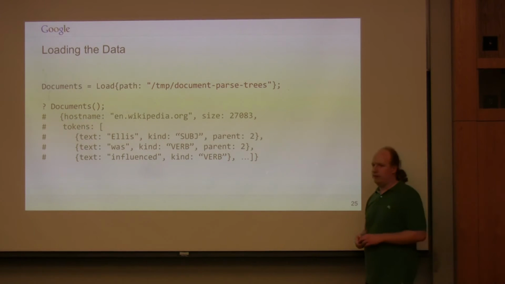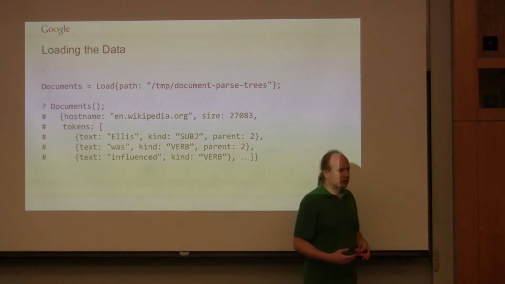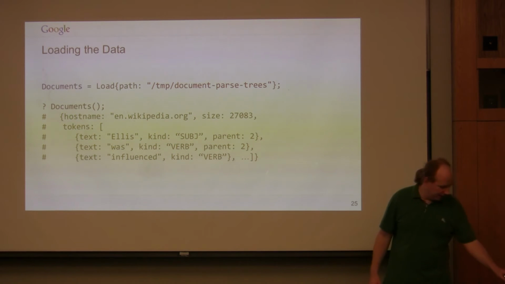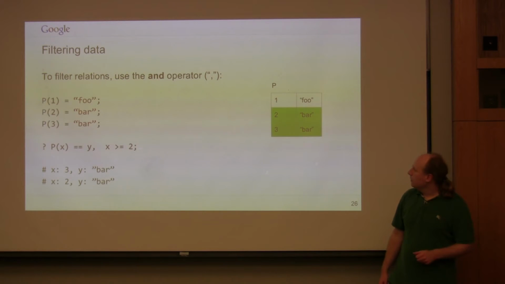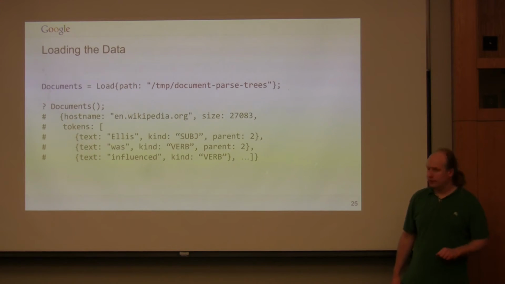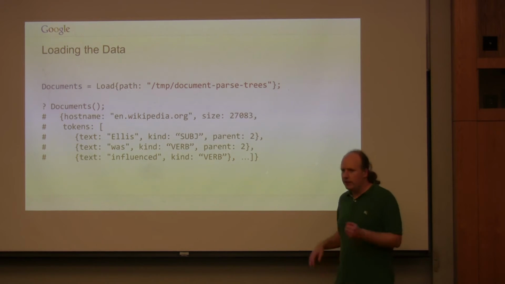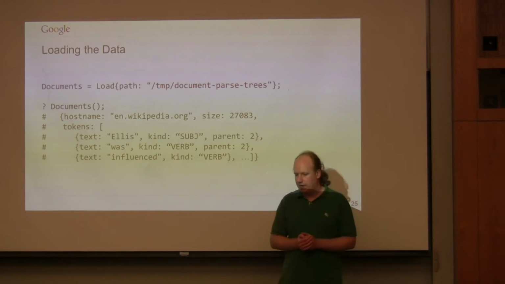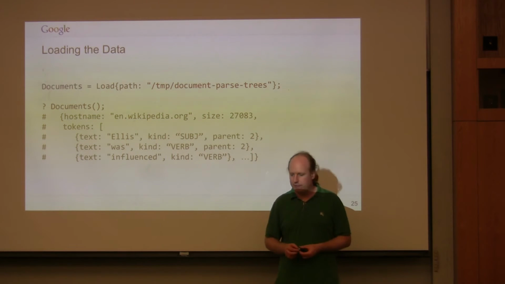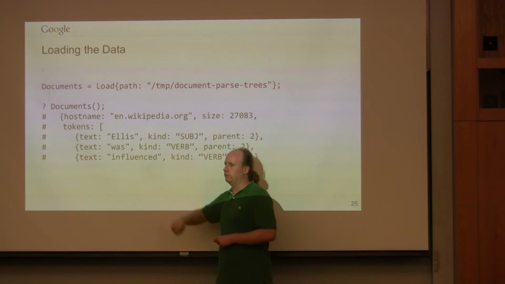So when we write our documents question mark, it's going to start enumerating all the documents that are in our piece of data. Okay. Now that we have all our documents, we said we wanted to find those documents where somebody influences somebody else. Well, the first step is to filter out every document that doesn't contain at least one token where the text is influenced.